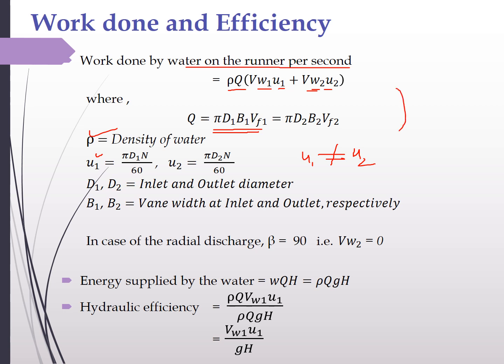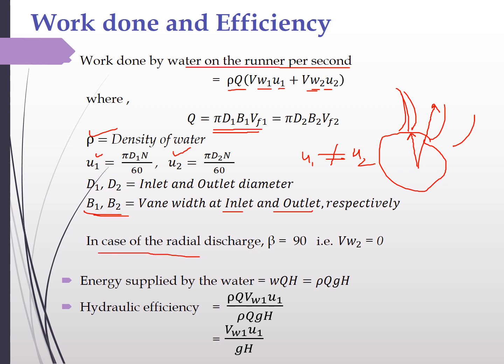So D1 and D2 are the inlet and outlet diameters. Suppose we have this kind of Francis turbine, so these vanes are mounted on the periphery of the wheel. Certainly this is the inlet and certainly this is the outlet. So D1 and D2 will essentially be different, so it's the U1 and U2. B1 is basically the vane width at the inlet, and B2 the vane width at the outlet.